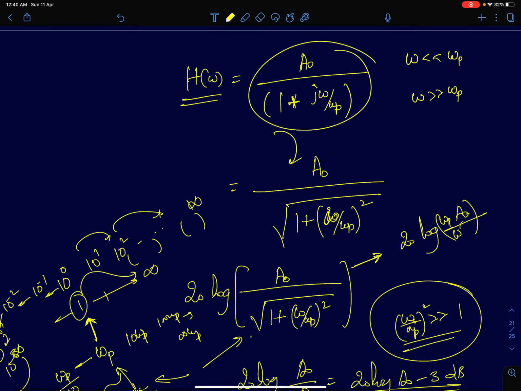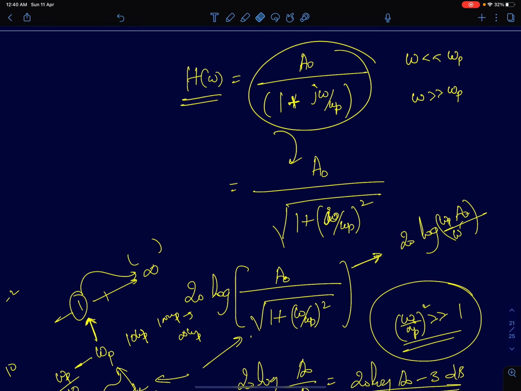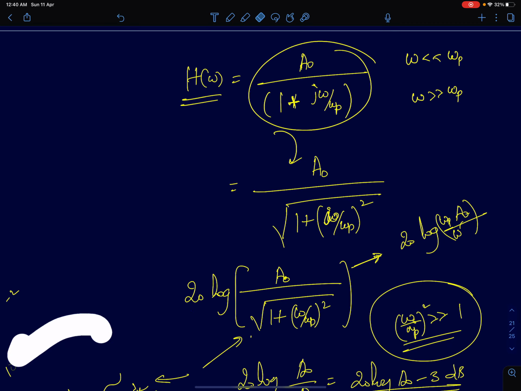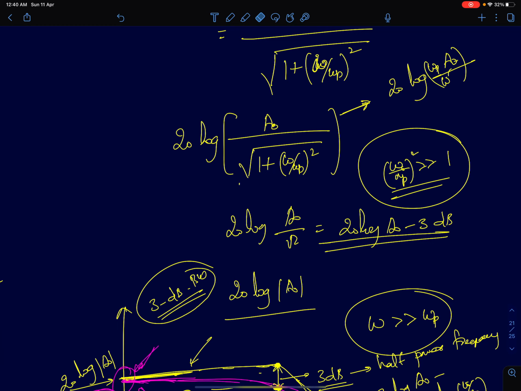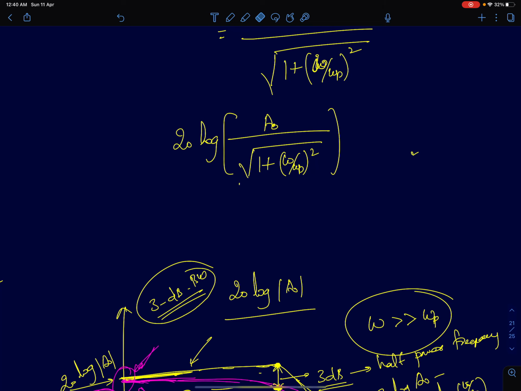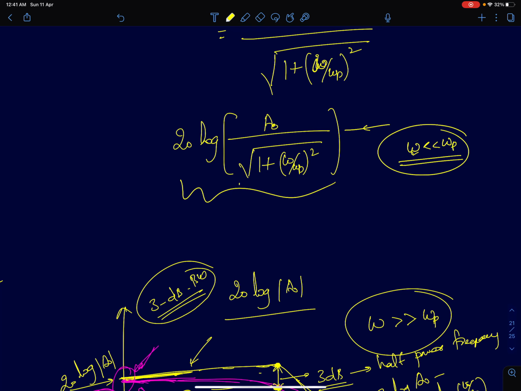Now I'm going to plot this as a function of frequency. So I've taken 20 log on both sides. So this is 20 log of your transfer function, and now we are supposed to plot this function as a function of frequency omega. Now I'll use this condition. First I'm going to assume omega much less than omega p. Because it's a single pole system, we will see the behavior of the system around omega p.